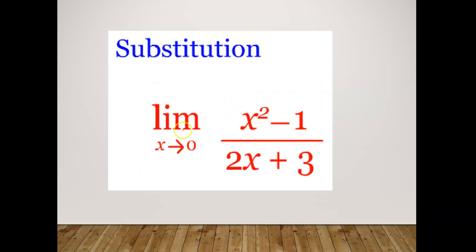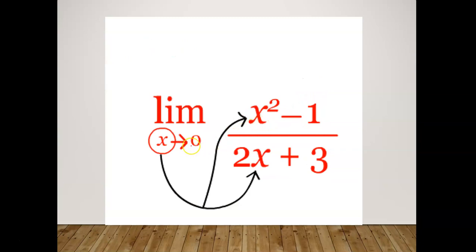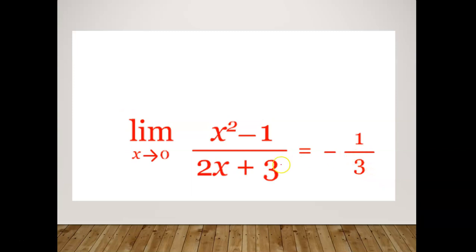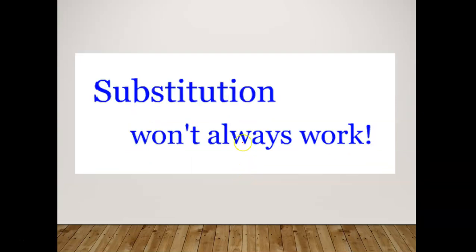The first one is finding the limit as x approaches 0 of (x squared minus 1) over (2x plus 3). So this is our f(x). By substitution, we just substitute x equals 0 inside, so it becomes (0 squared minus 1) over (2 multiplied by 0 plus 3). So you get negative 1 over 3. So this is the limit. Very easy, right?